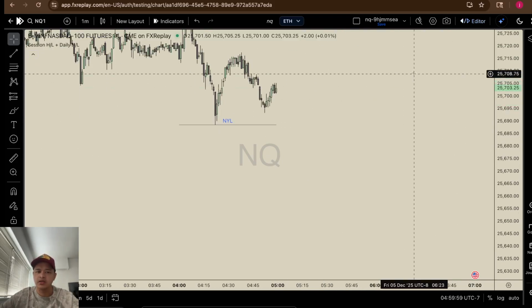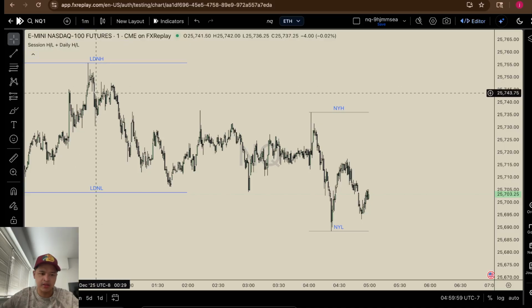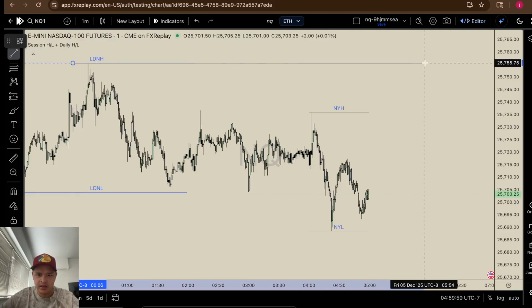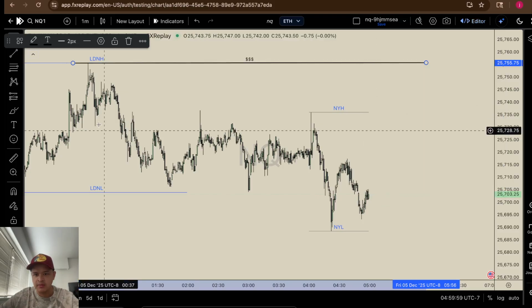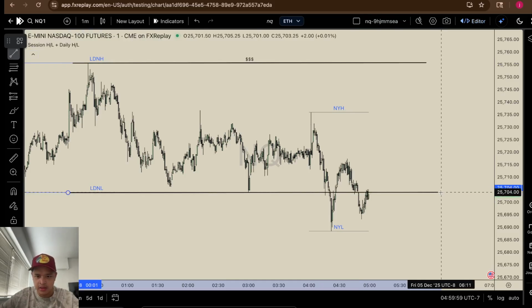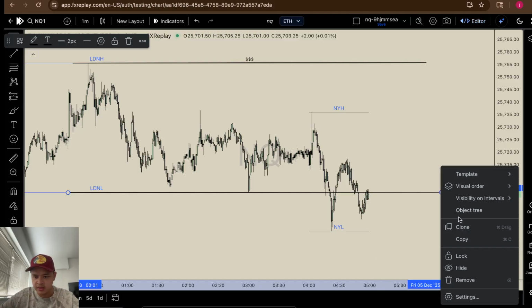Okay, we're at New York session. I also have these indicators, session highs and lows, on FX Replay. I haven't made a video about these session highs and lows, guys. These are liquidity zones that price likes to target. I repeat, these are liquidity zones that price likes to target.